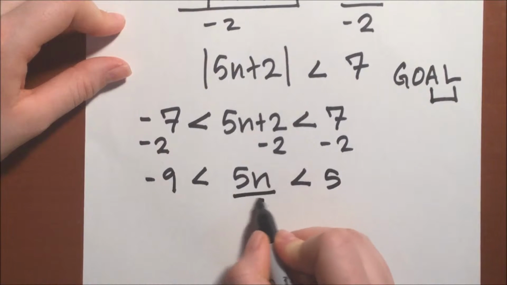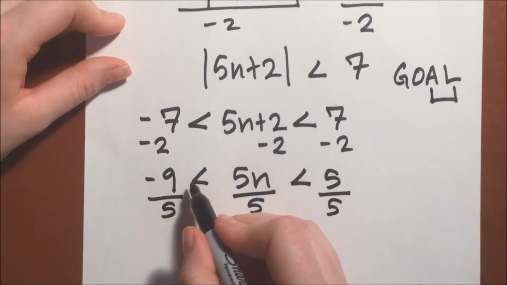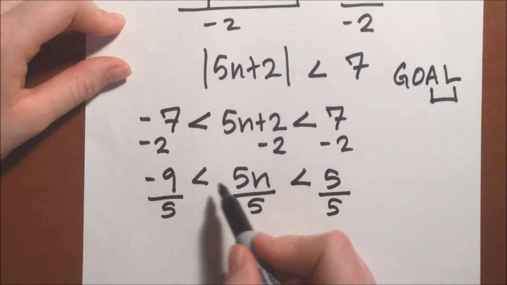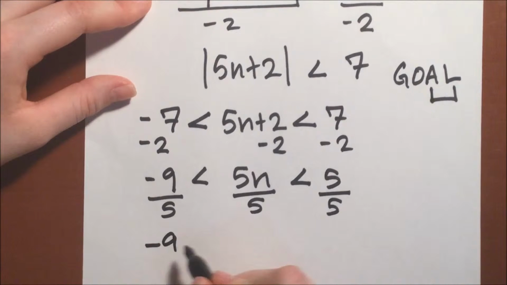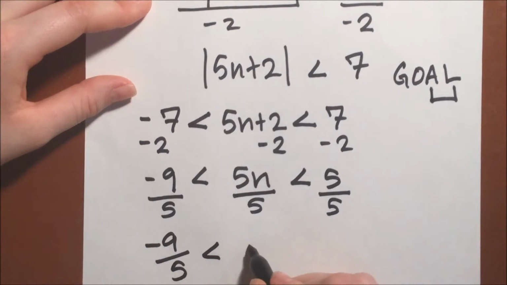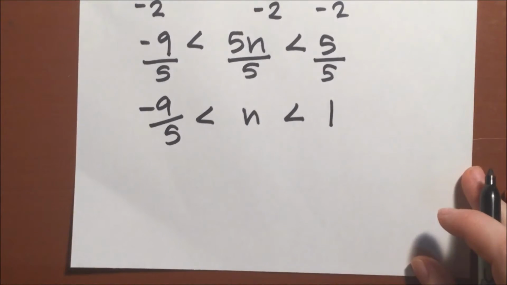I'm going to divide by 5. Divide by 5. I don't need to switch my inequality signs because I'm just dividing by a positive number. And I'm left with negative 9 over 5 is less than n, which is less than 1. Okay. So I'm going to want to graph this.